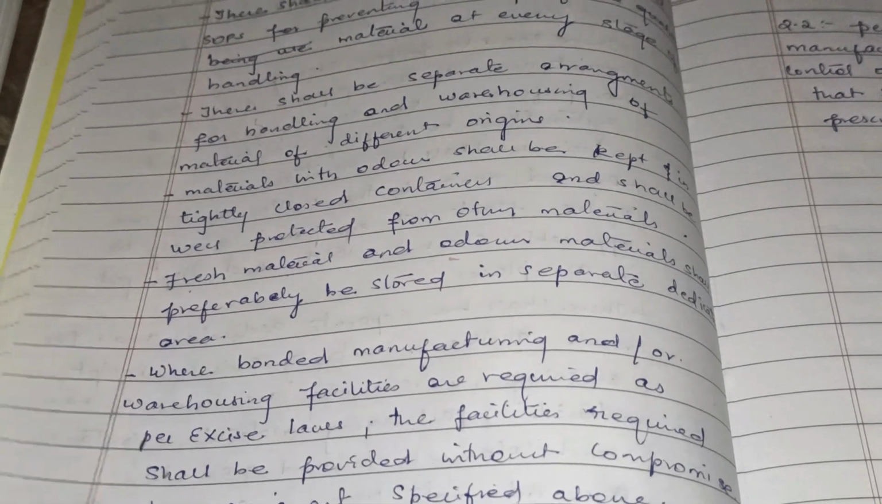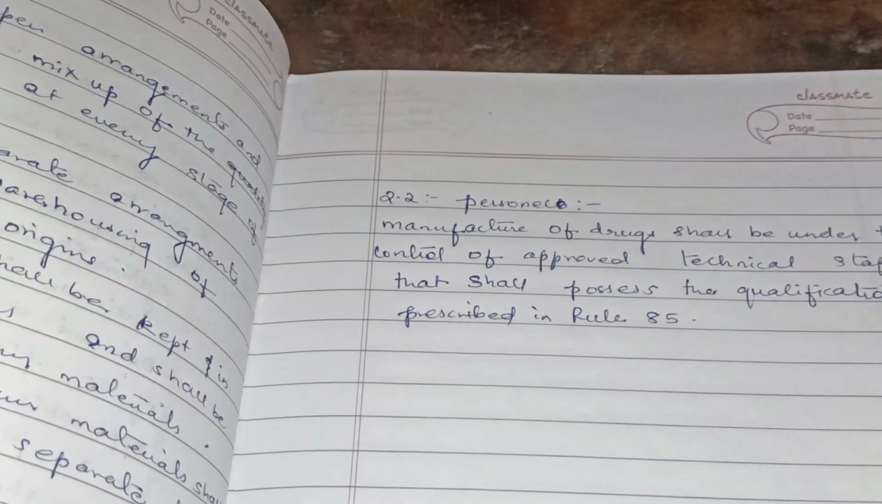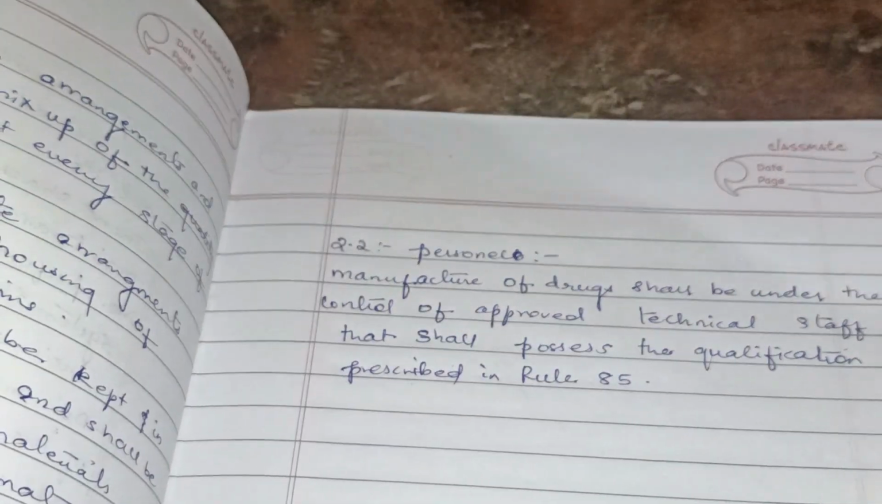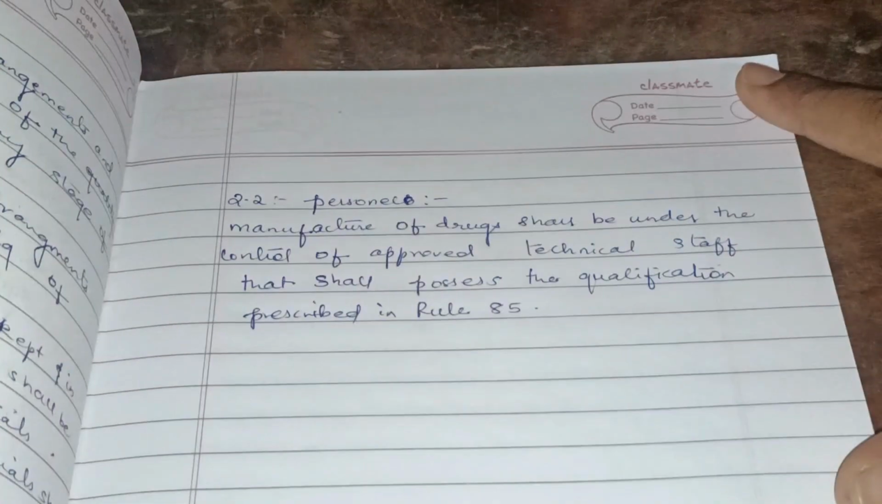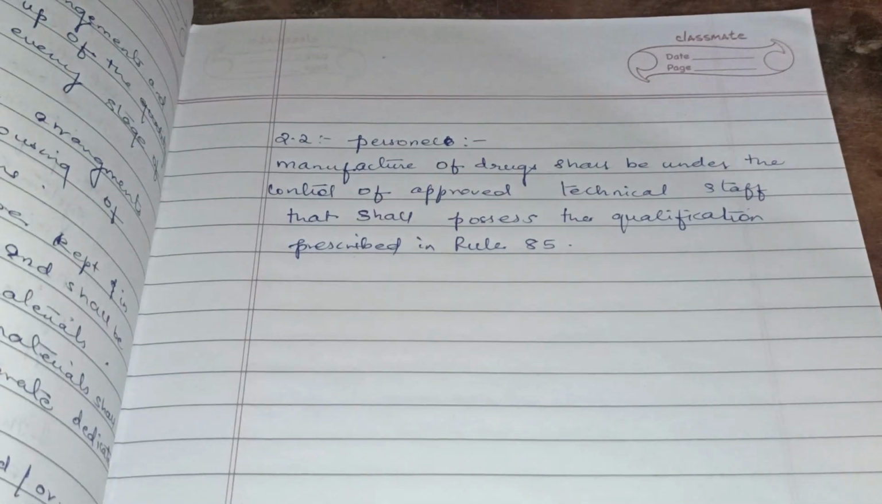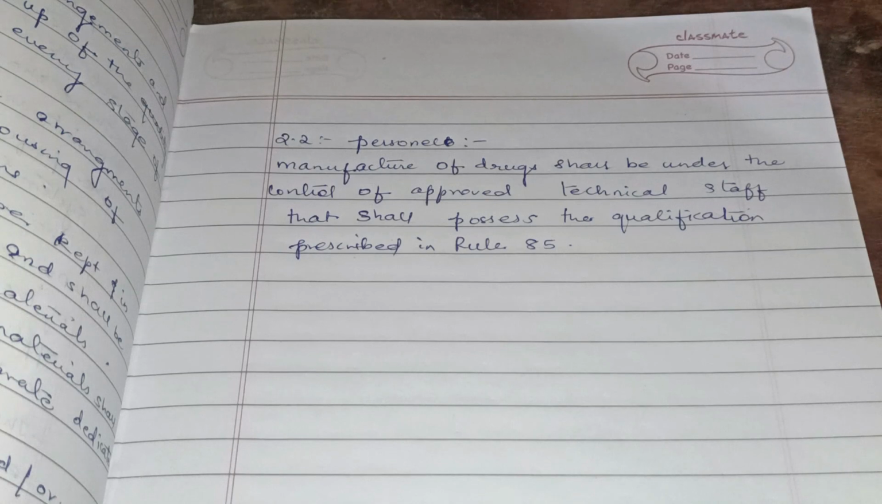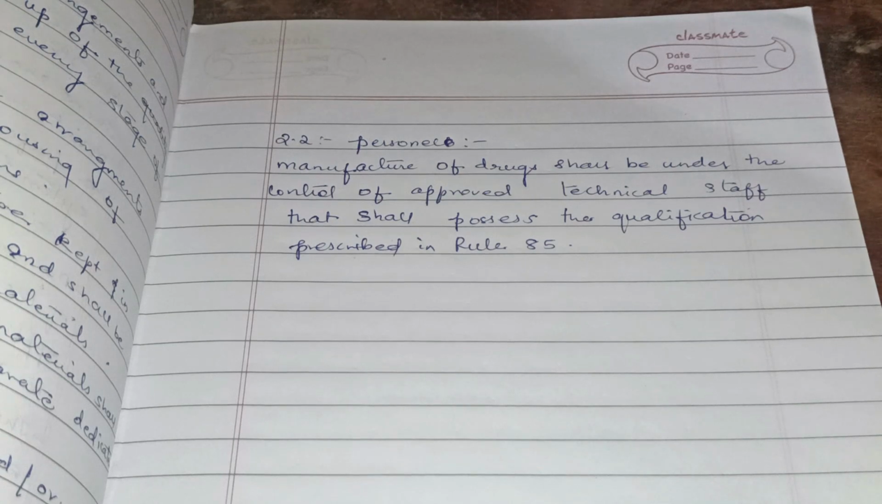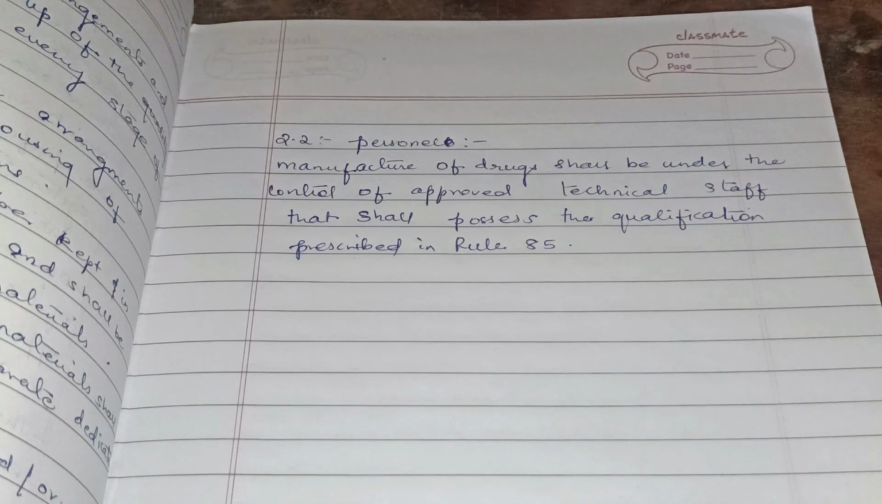Then according to 2.2, personnel: manufacture of drugs shall be under the control of competent technical staff that shall possess the qualifications prescribed in Rule 85. So according to Rule 85, the technical staff should be selected with qualifications based on Rule 85.